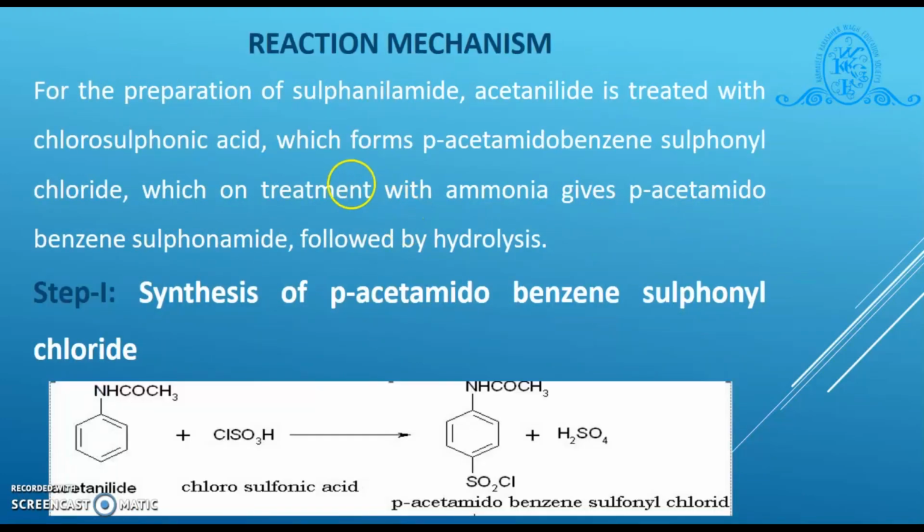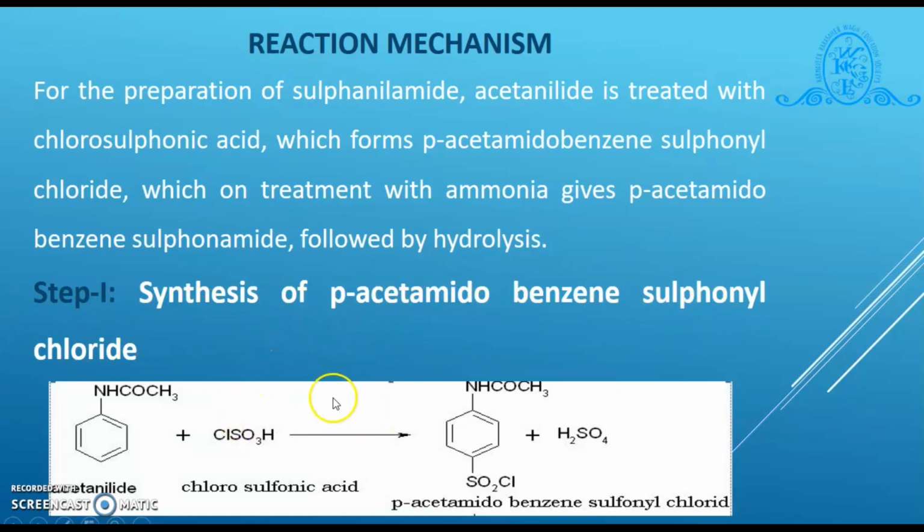Now let us see the reaction mechanism. For the preparation of sulfanilamide, acetanilide is treated with chlorosulfonic acid, which forms para-acetamidobenzene sulfonyl chloride, which on treatment with ammonia gives para-acetamidobenzene sulfonamide, which is followed by hydrolysis to give sulfanilamide. That means it involves a three-step synthesis, where step 1 is synthesis of para-acetamidobenzene sulfonyl chloride.